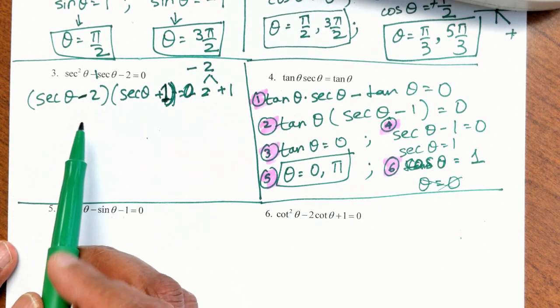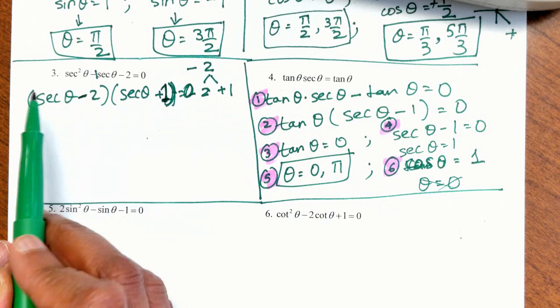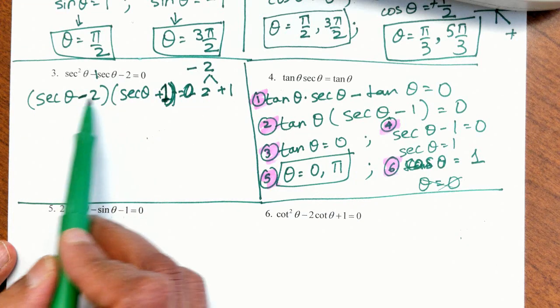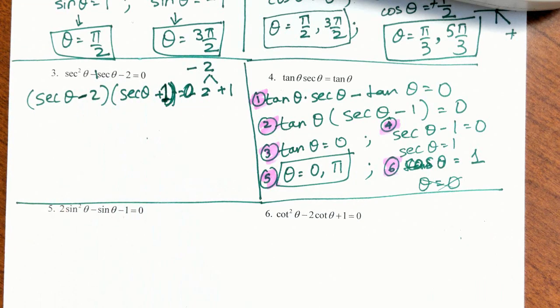How do I know I'm correct? Remember, whenever you write factors, if you multiply them out, you should get back the original. Negative 2 times positive 1 is negative 2. And if you do the middle term, you should get negative 1. Okay. Now you know what to do. You just have to do the zero product property, set each of them equal to 0, solve for it and give me the theta values.